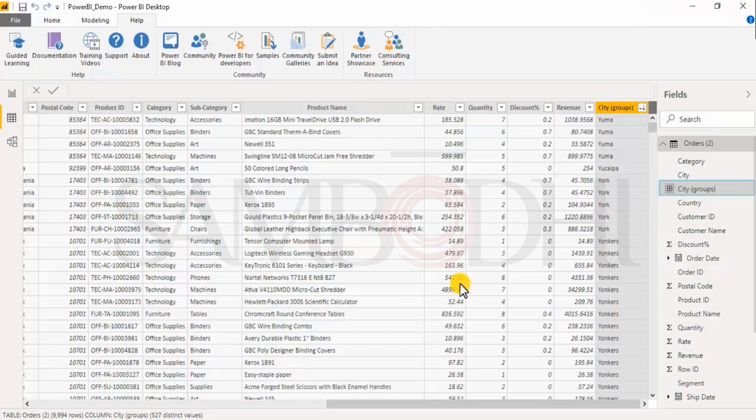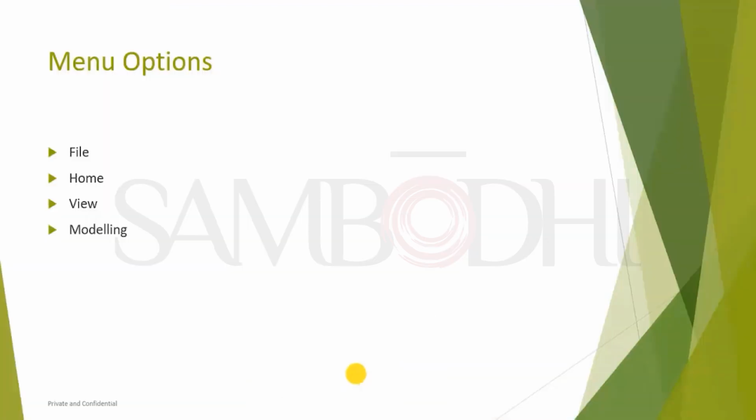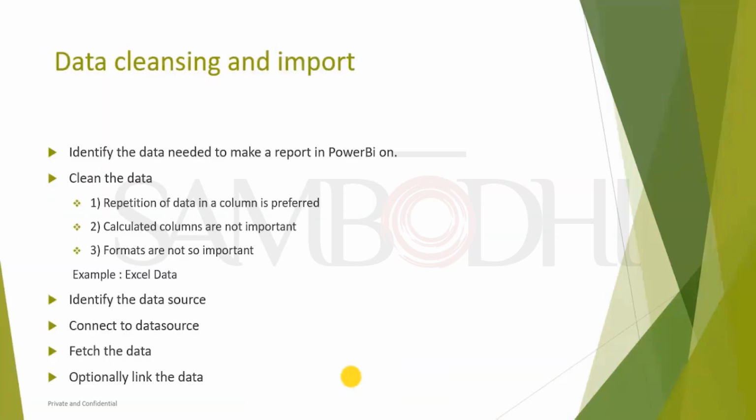Along with this, we've also studied one more thing, which is this. We did cleansing of and importing the data into Power BI. In this case, we worked with an Excel data, and in this, we first identified the data for which we want to build a report, from which we want to build a chart. Next, we cleanse the data. We ensure the repetition of the data in the column is there. There are calculated columns. If there are, they can be ignored. If you don't have, you can make it in the Power BI desktop after importing as well.